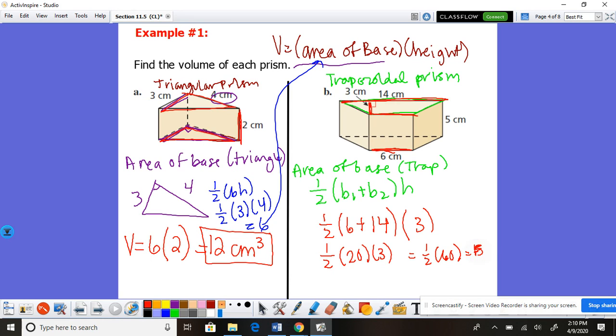No, 1/2 times 60 is 30. Sorry, guys. Whew. It's been a while. Okay, so that would be the area of this trapezoid, which is the base. So we put this 30 right here, up here.